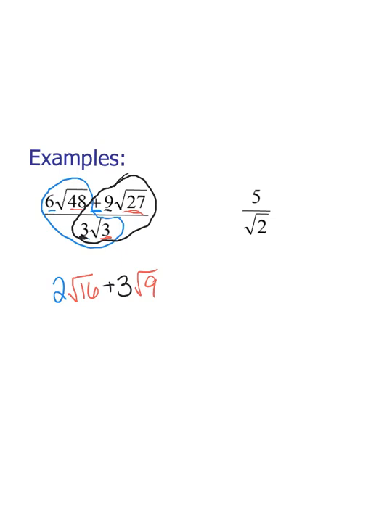Now I look to see if I can simplify. The square root of 16 is 4, so this becomes 8. The square root of 9 is 3, so this becomes 9. And 8 plus 9 is 17.